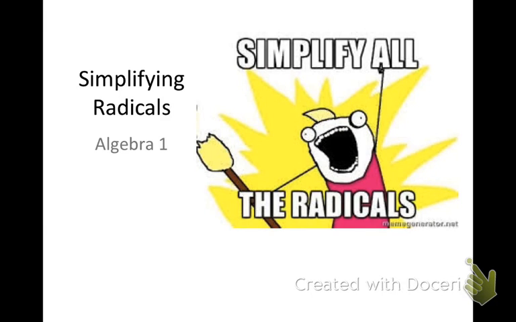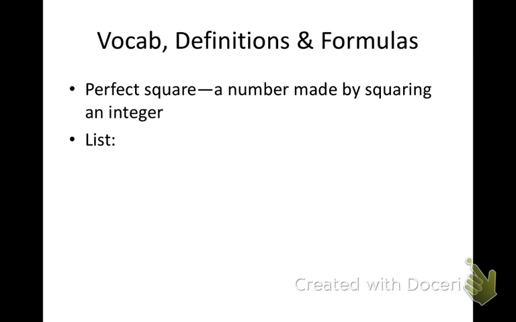Simplifying radicals. Okay, we're going to start with the definition of a perfect square. A perfect square is a number made by squaring an integer.